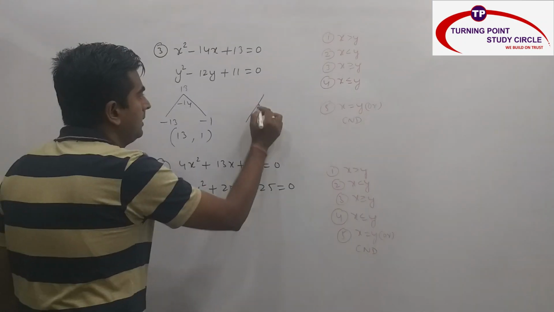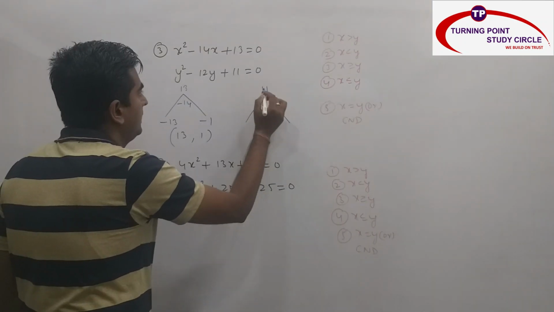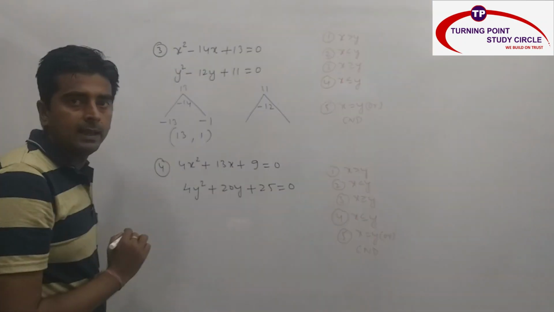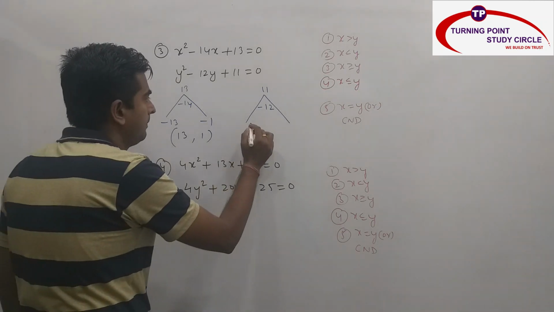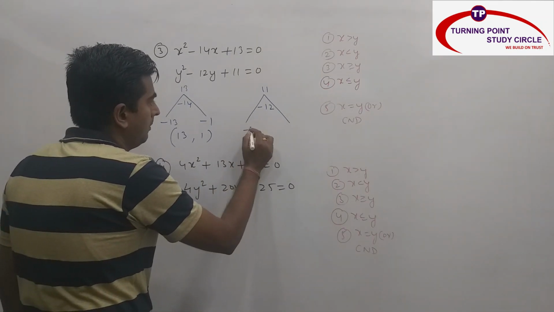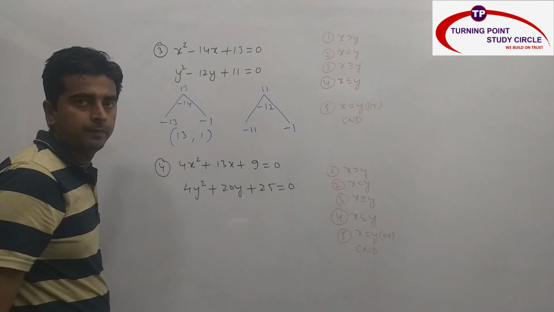And here for y, this is nothing but plus 11 and this is nothing but minus 12. Again what can be the two numbers? It is nothing but minus 11 minus 1, right?